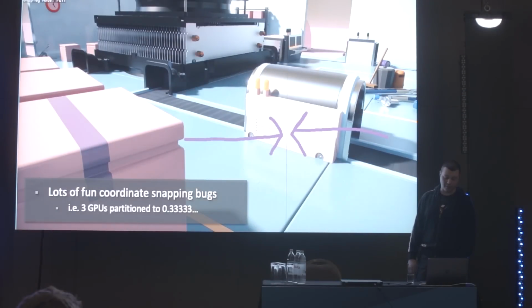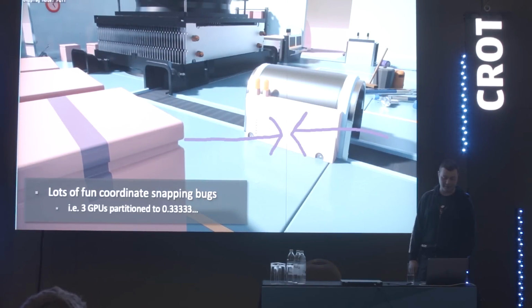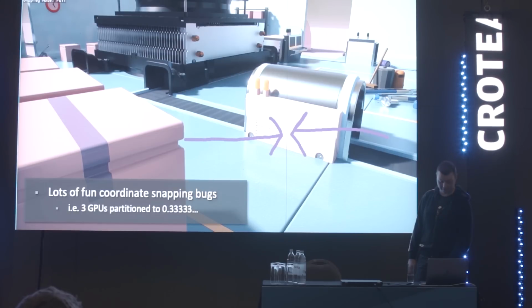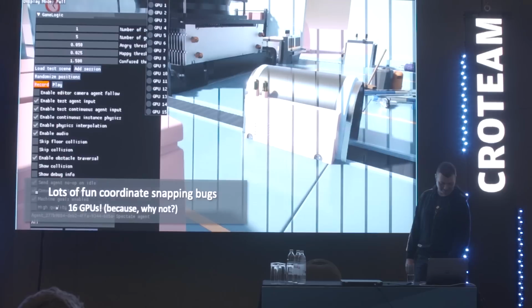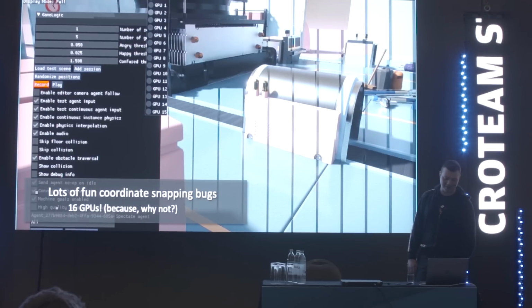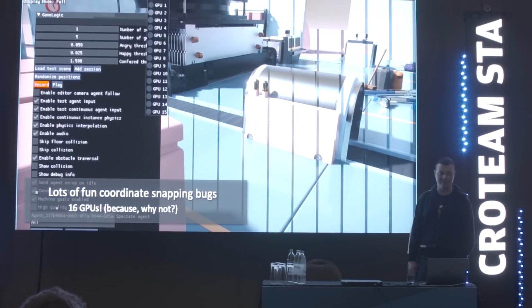The automatic scaling window works quite well for us, but there are lots of fun coordinate snapping bugs to fix up in the beginning, like 3 GPUs partitioning to 0.3 repeating. And then some interesting bugs when we did crazy configurations like 16 GPUs, because why not?